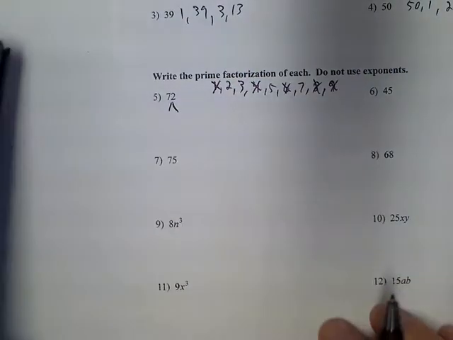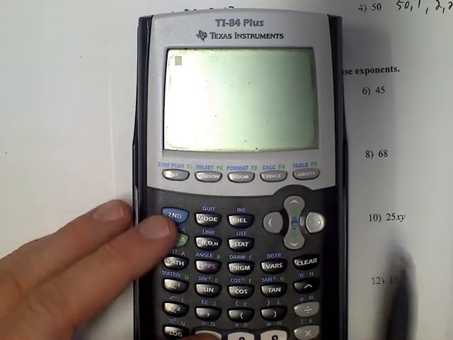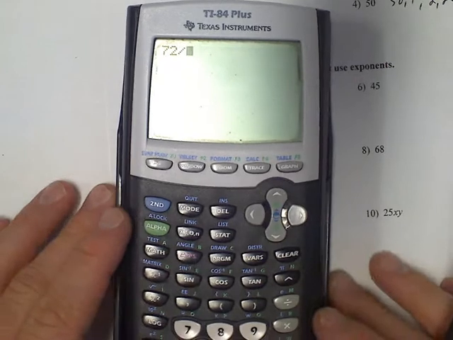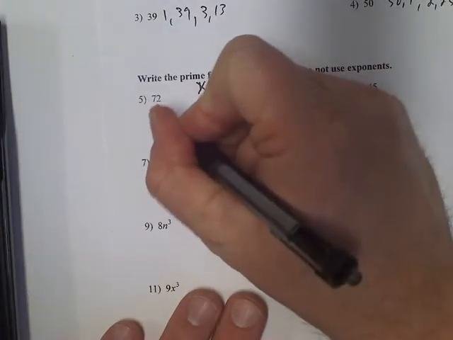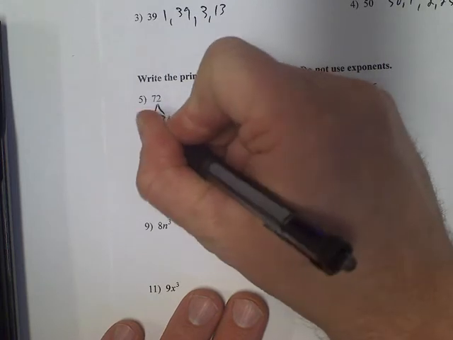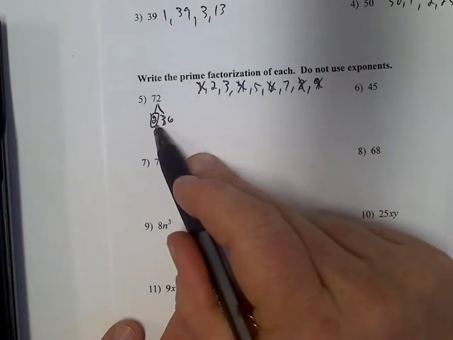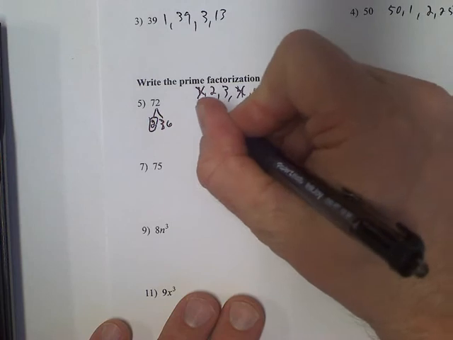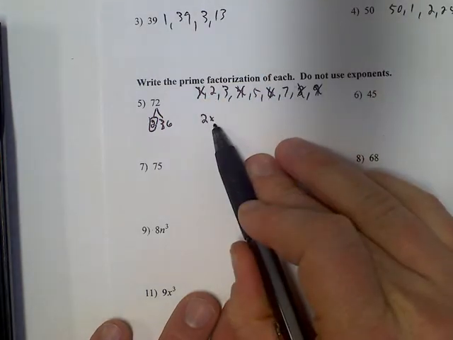So I know 72, and it doesn't matter what you divide 72 by. So I'm going to go by 2. That gives me 2 and 36. 2 is a prime, so I circle it. So I know my answer has to be 2 times.